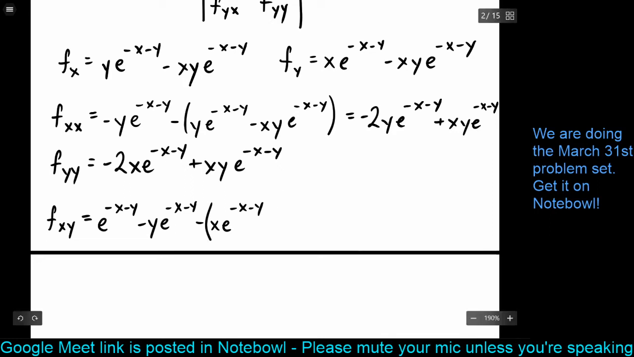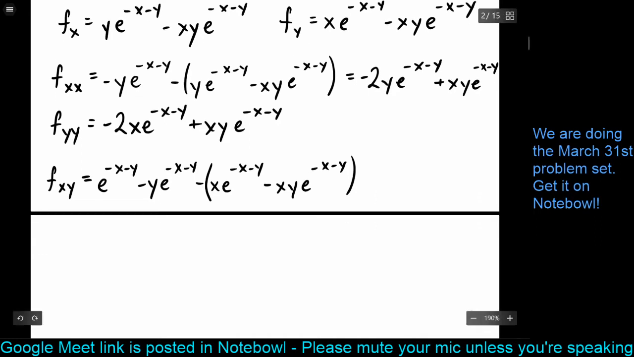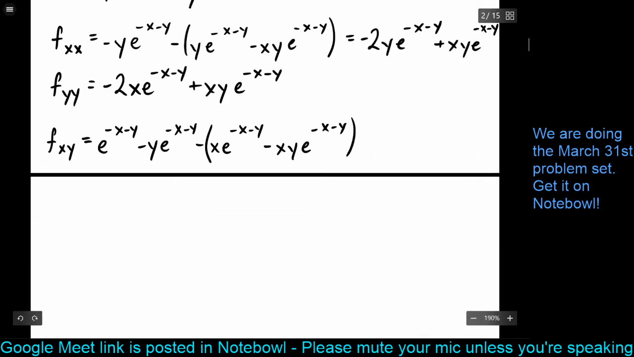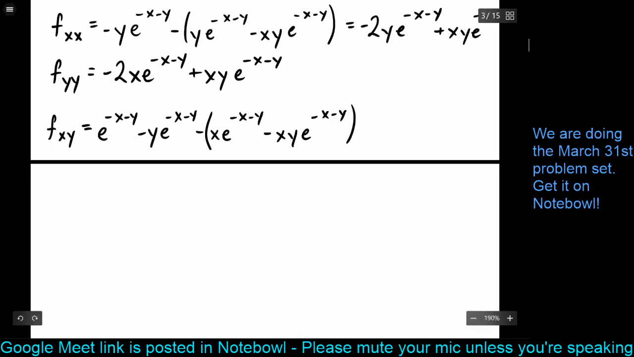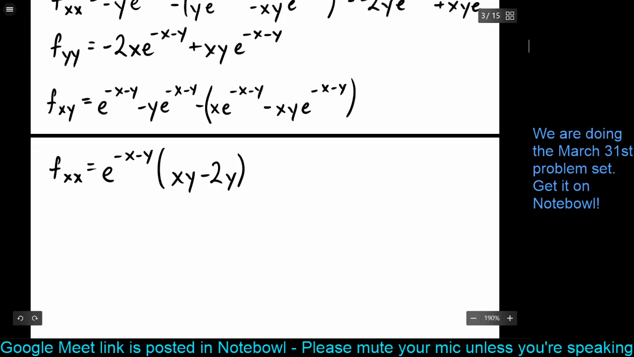Actually, I should put a parenthesis here. And then minus xy e to the minus x minus y. Right. So it's a lot of stuff going on here. But let's simplify this a little bit here. So fxx, I want to factor out this e to the minus x minus y stuff so that this looks sort of less bad. Right? And then same thing, fyy.